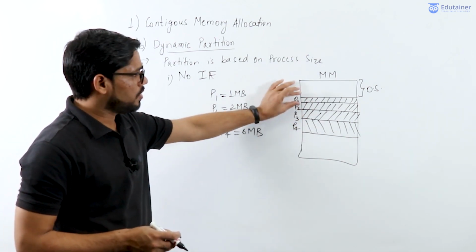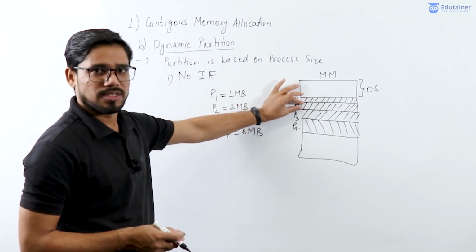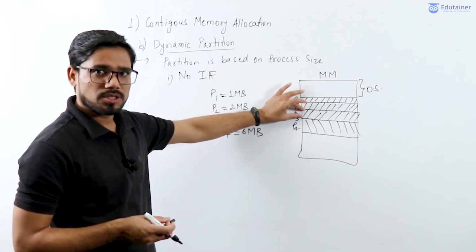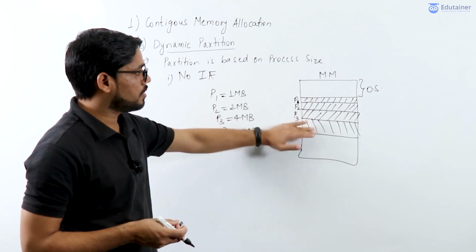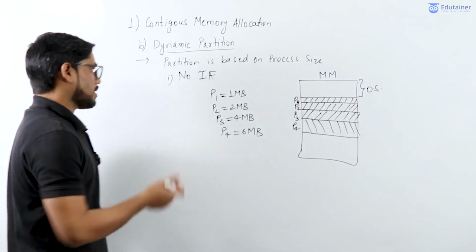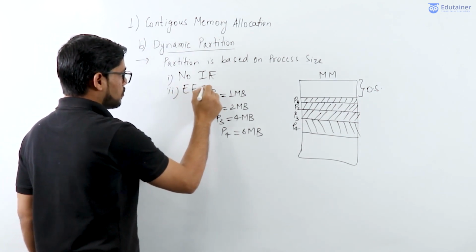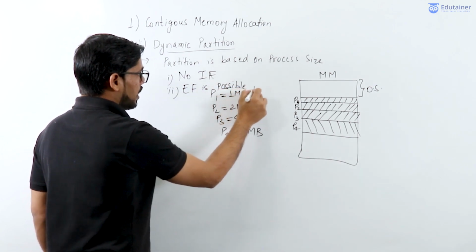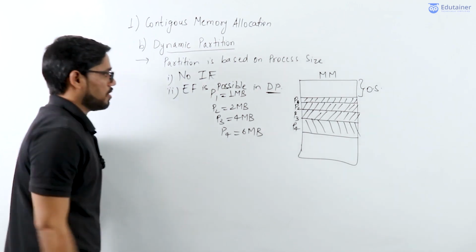Why? Because let's say you place P1 here and some space is remaining. After that you allocate process P2 here, then again some space is remaining. So due to the free space in random locations, external fragmentation still occurs. So external fragmentation is possible in dynamic partitioning. DP means dynamic partitioning.